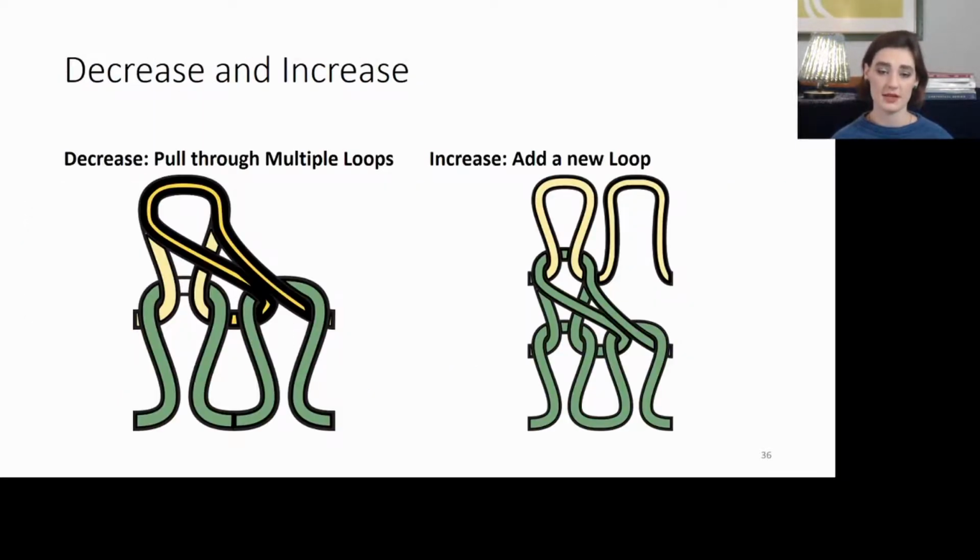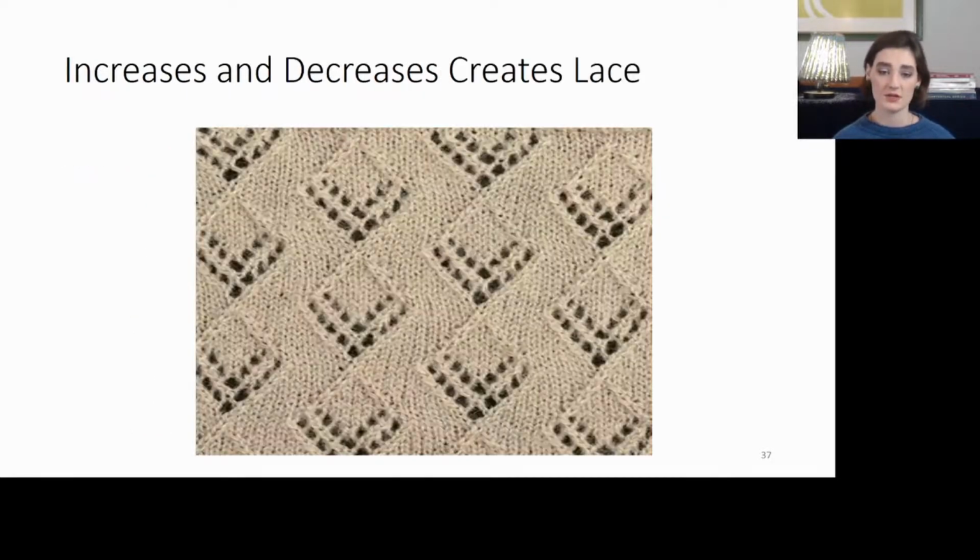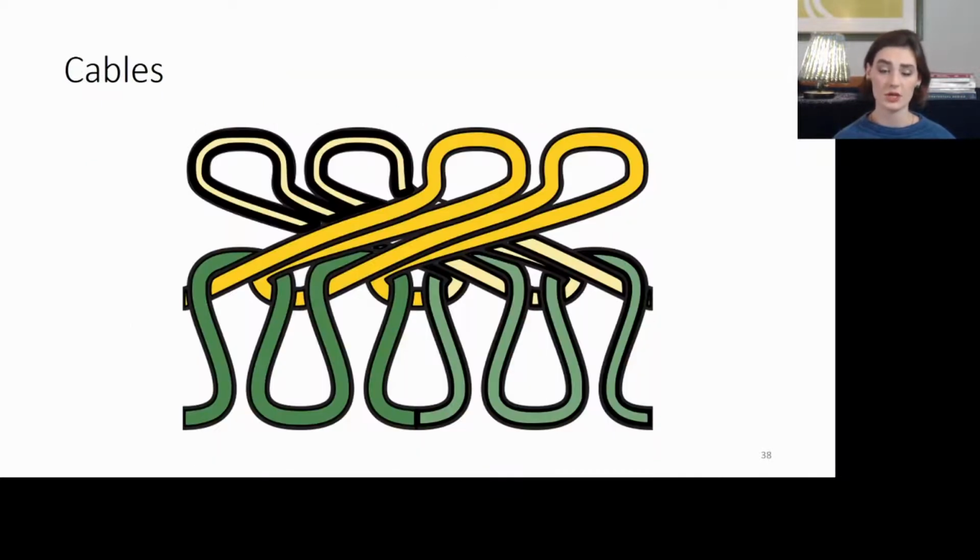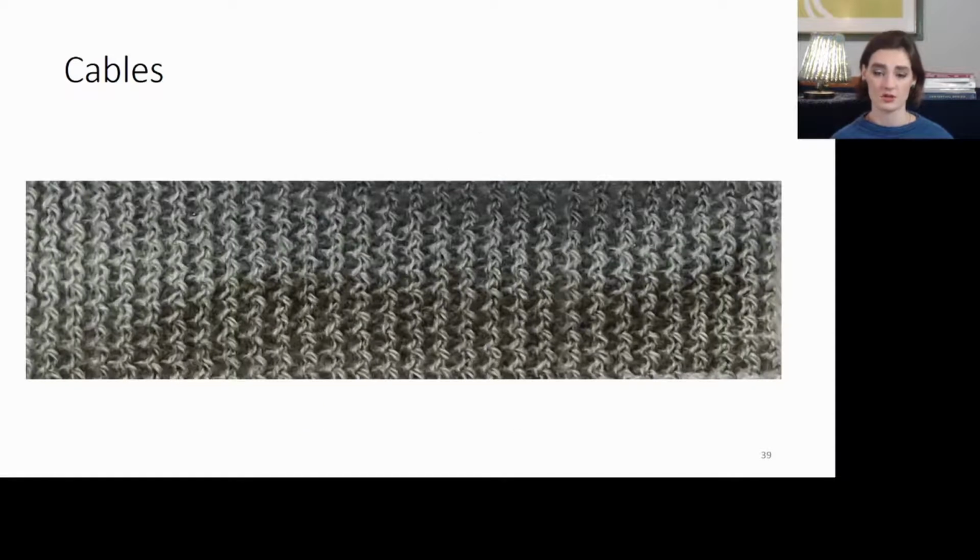We can decrease and increase the number of loops we're working with by pulling multiple loops through each other or adding a new loop onto the set. And when we do this, it creates small eyelets in the fabric which are used to create lace patterns. We can cross stitches over one another, which across a whole fabric creates this winding pattern called a cable.